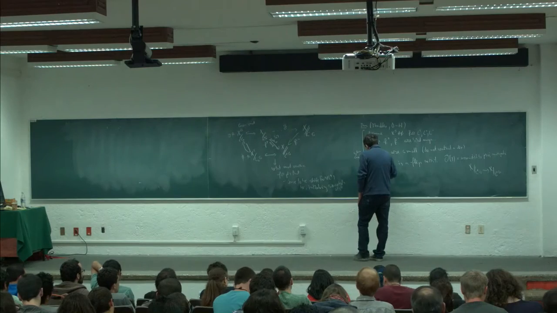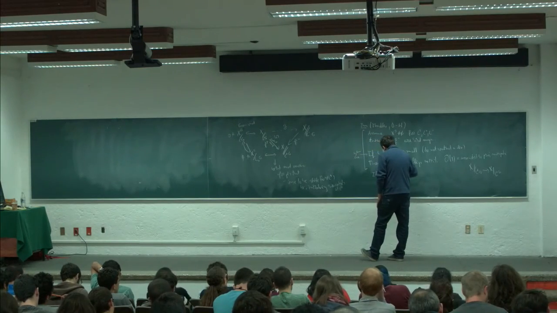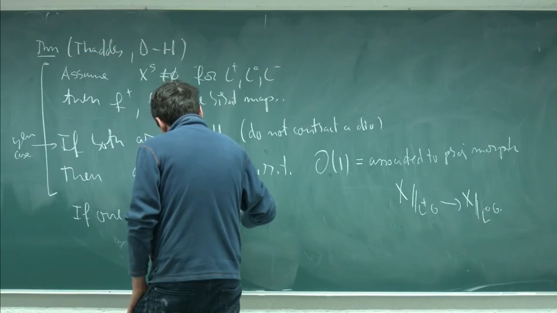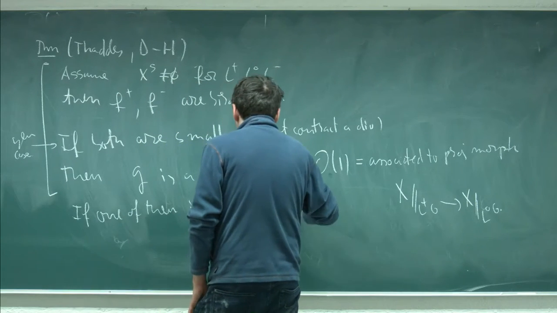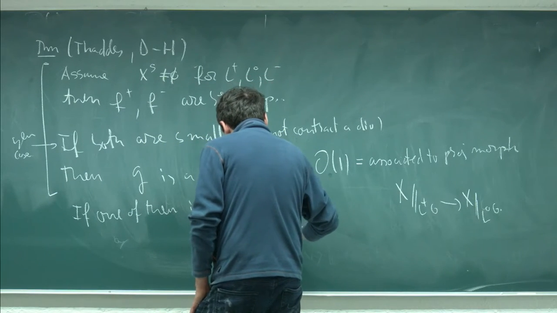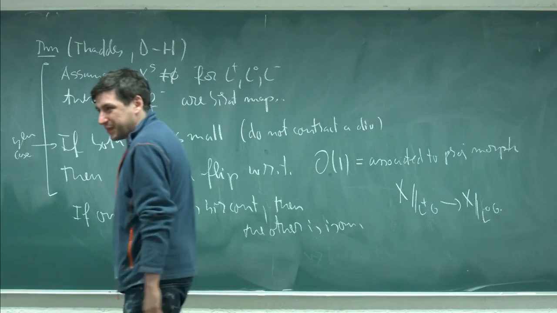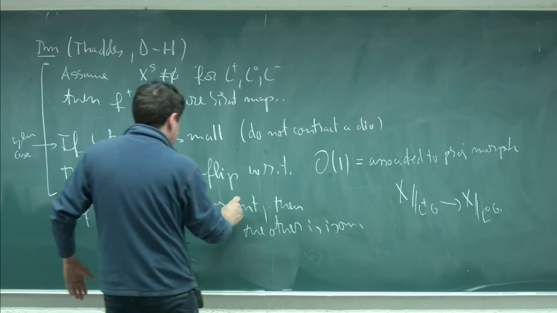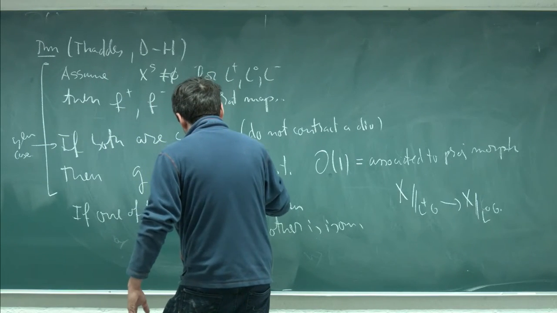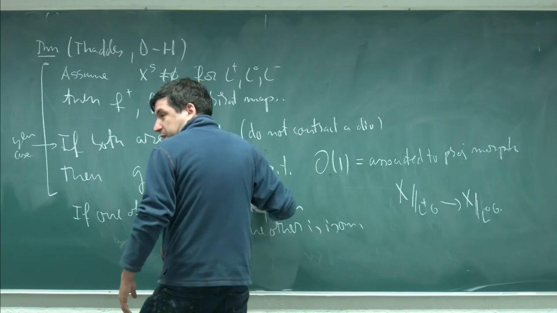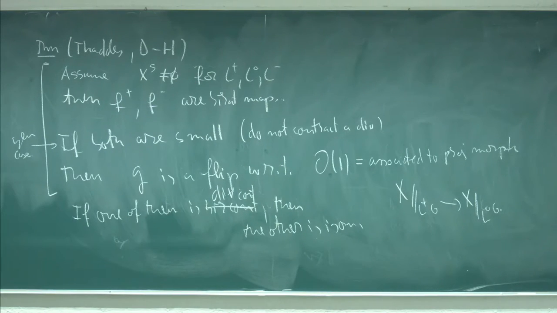If one of them is a birational contraction, then the other is an isomorphism. It's a divisorial contraction, sorry. So if generically they are both small, you have a flip; in the special situation where you have a divisorial contraction, the other one is forced to be an isomorphism. Okay, so what is a flip?